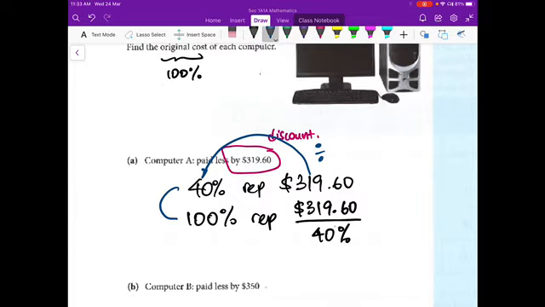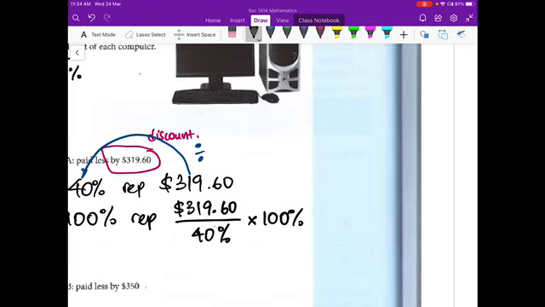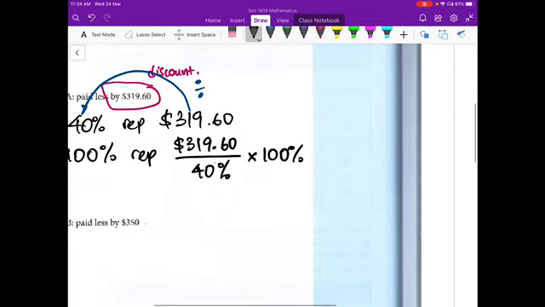Next, another arrow on this side, multiply. Draw the multiplication sign, 100%. When you have this, it makes things very easy for you when you key into a calculator. 319.6, denominator 40, you don't have to put in a percent, times 100. You get 799.